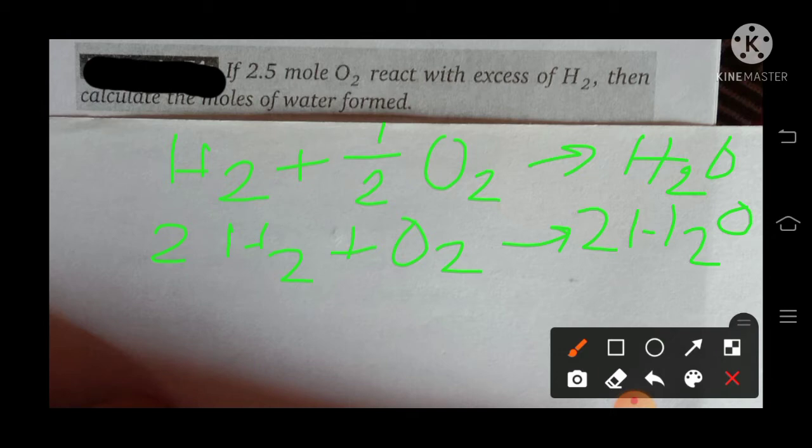Here the number of moles of H2 is 2, and the number of moles of O2 is 1. That is, 1 mole of O2 reacts with 2 mole of H2 to form 2 mole of H2O. In this question, if 2.5 mole of O2 react with excess of H2, then calculate the moles of water molecule formed.